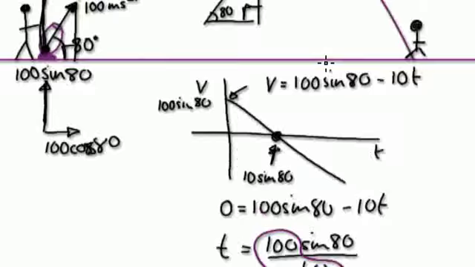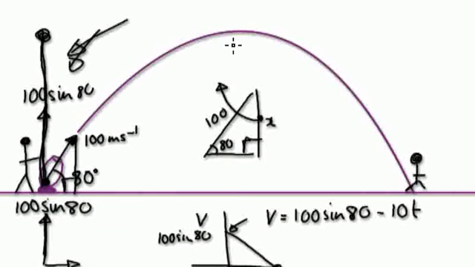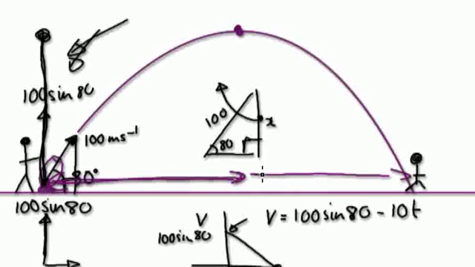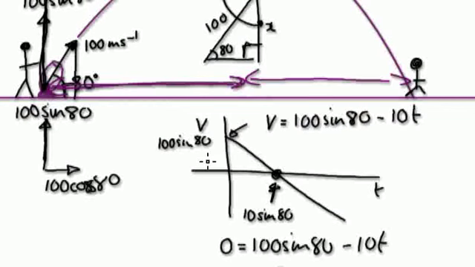Now if it takes 10 sine 80 seconds to travel from here to here, then just times it by 2 to get the whole total flight time. So now that we know the time it takes to get from here to here, then just times it by 2.